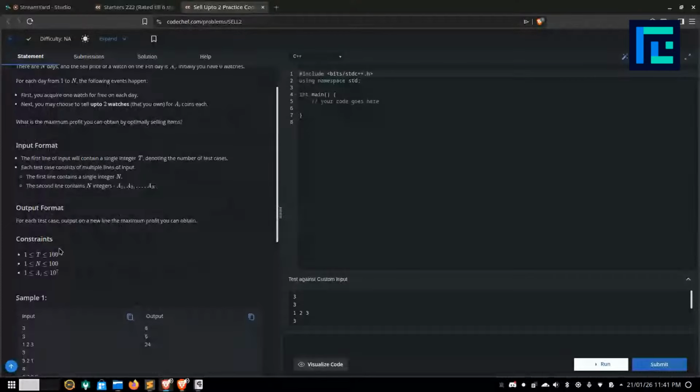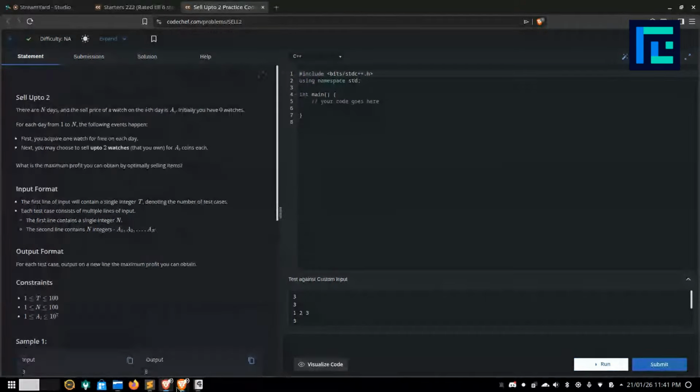And the constraints for this problem are t less than or equal to 100, n less than or equal to 100, and A_i is at most 1e7. So the expected time complexity for each test case would be around O(n^2), because then the overall time complexity will become O(n^2 * t), which is 10 to the power 6 operations, and that would pass.